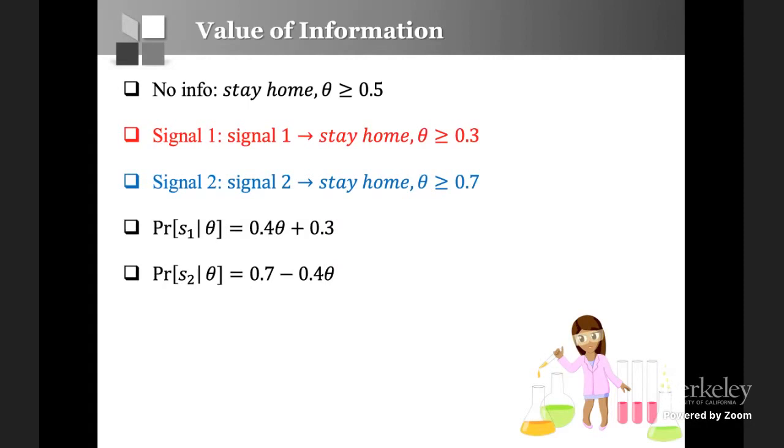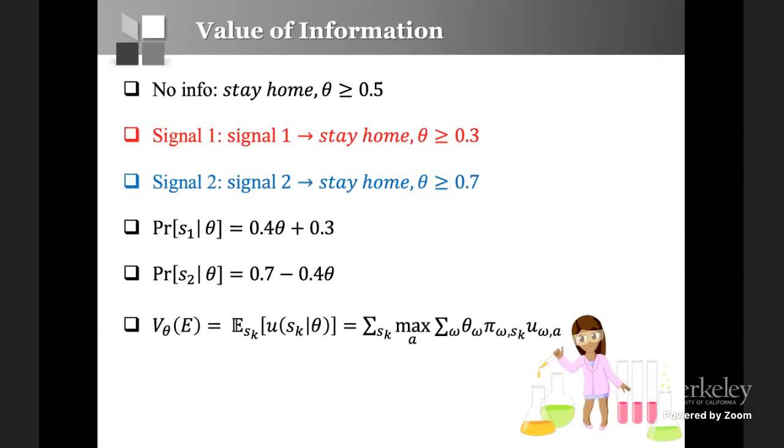In our example, it's also easy to compute the probability that each signal is sent as a function of her type. Now, the value of an experiment is simply her expected payoff after she receives a signal from the experiment and she maps it to the best action for her. What I want to emphasize is that different types can map the same signal to a different action.